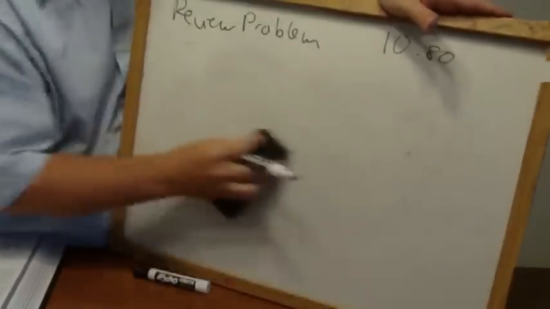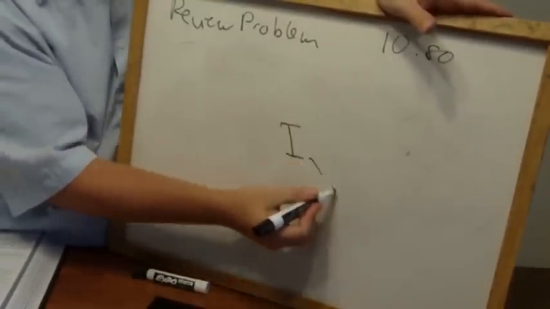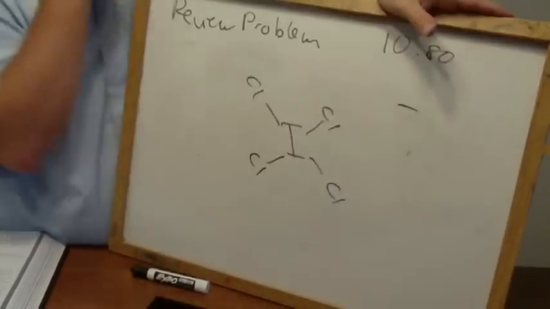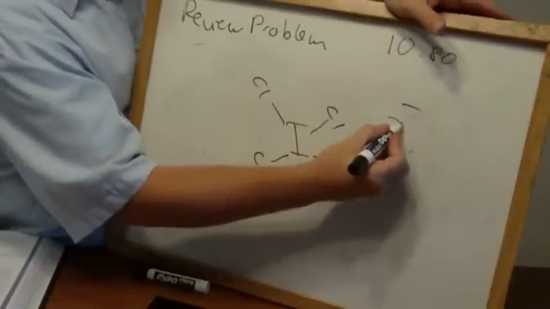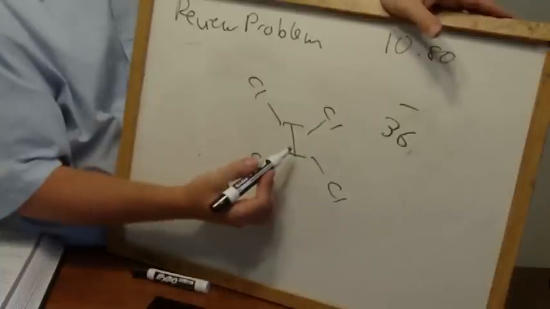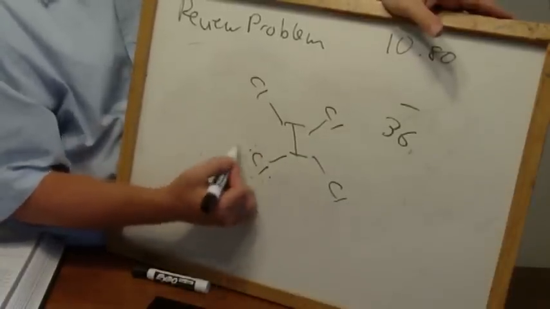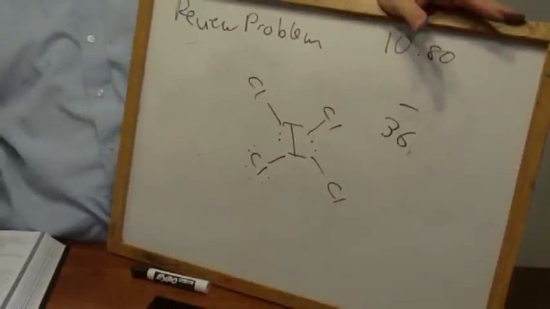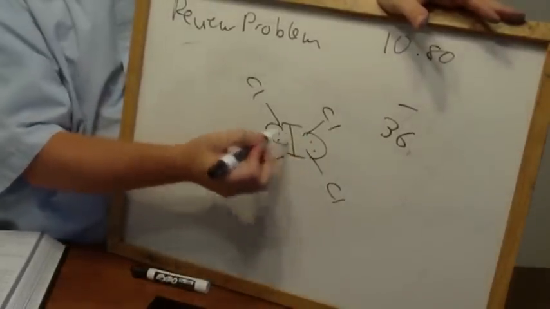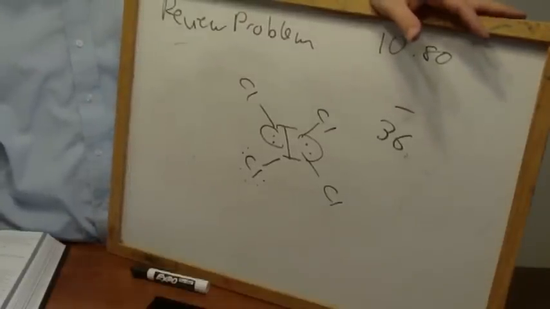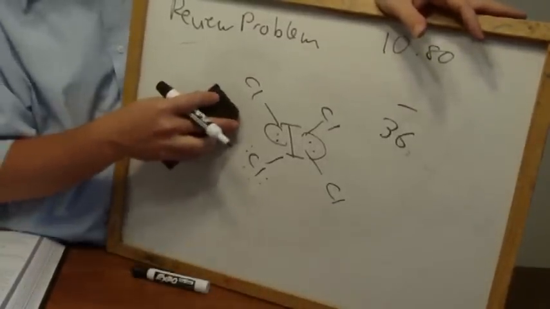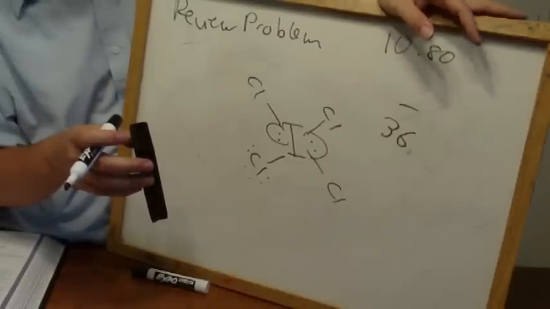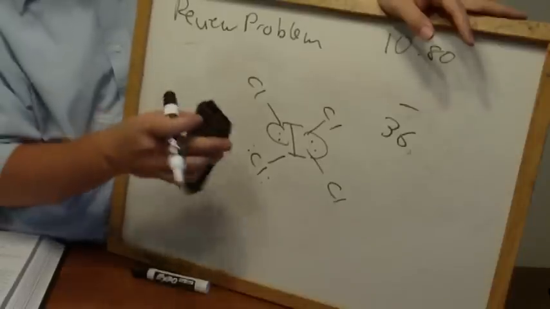ICl4 minus. The minus charge, so we got 1, 2, 3, 4, 5, 7 times 5, 35, so we have 36 electrons with that extra negative. 1, 2, 3, 4, 5, 6, so we have 8 times 4, 32, 33, 34, 35, 36. So that has 4 ligands, 1, 2, 3, 4. And 2 sets of lone pairs of electrons. So that's not the one that's described by it. This shape here would be square planar.